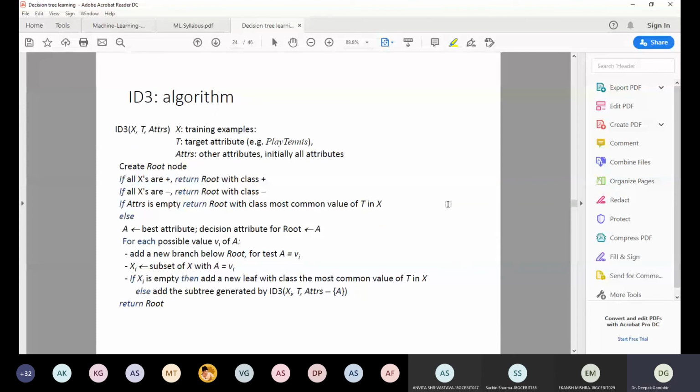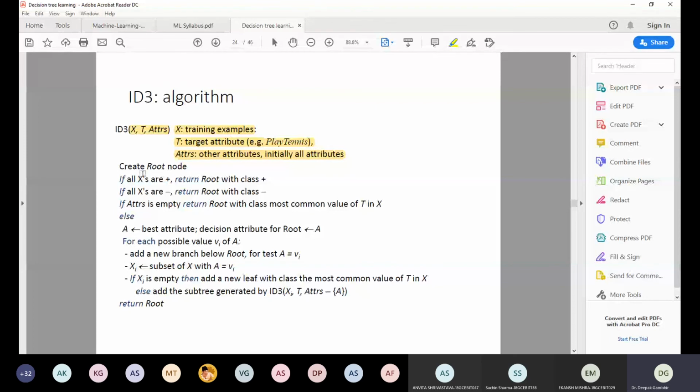So when we make this complete decision tree, we have used the ID3 algorithm. In the ID3 algorithm there are three inputs. One is X, that is the training example. The output is the target attribute T, which in this example is play tennis, yes or no, and the other attributes are represented with ATTR, that is the initial values of all attributes.